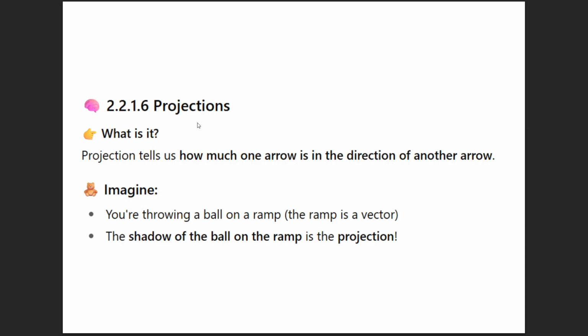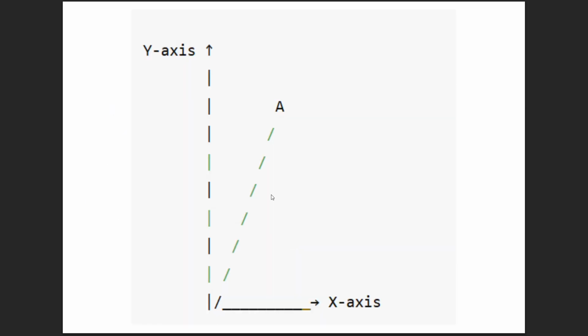Next we're going to learn about projections. Projection is nothing but how much one arrow is in the direction of another arrow. That is, if you are throwing a ball at a mountain, but the mountain is not straight or flat, it has a kind of shape, the ball goes over the mountain, and that shadow is what we are going to calculate: what is the direction, how much length, and so on. So the ball will be going in that direction.